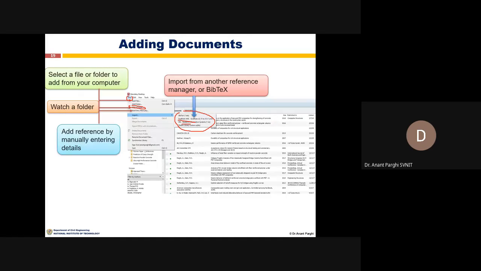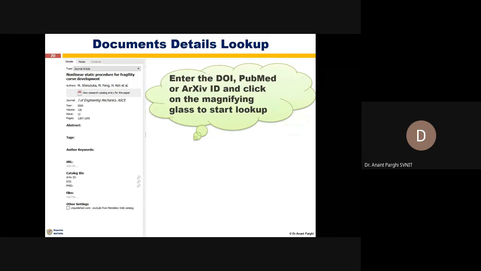You can find these options in the File menu, like opening a file. You can opt to watch a folder also. You can also easily import a library from another reference management system. You also have the option to create a reference manually, right? So you can create the complete reference manually here. Here we can see the document details.